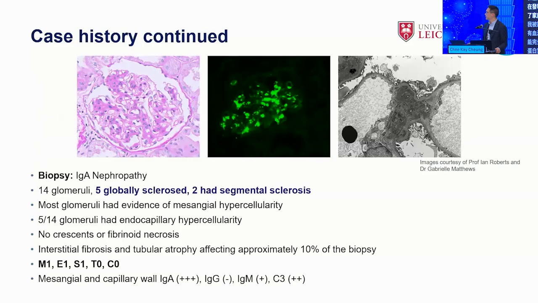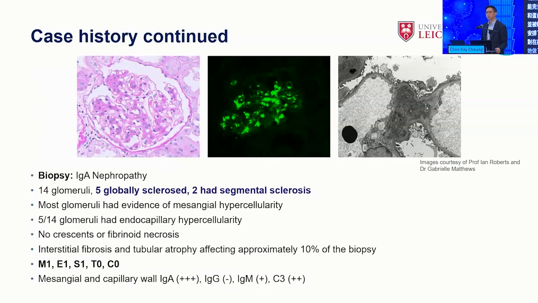She had a kidney biopsy done, with 14 glomeruli, but you can see half of those had evidence of scarring. Five had global sclerosis and 2 had segmental sclerosis, which indicates there's already chronic damage happening to around half the glomeruli affected within that kidney biopsy.